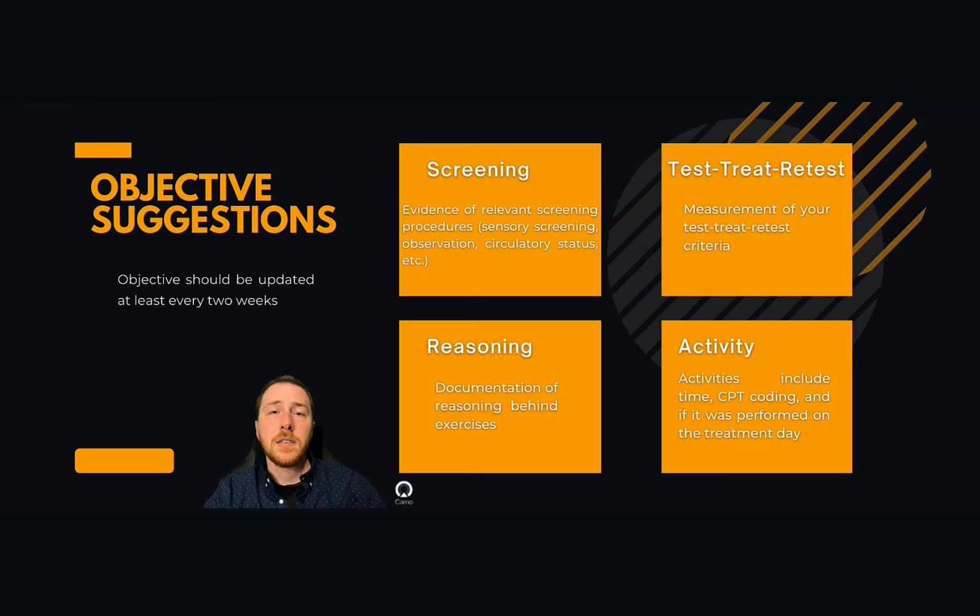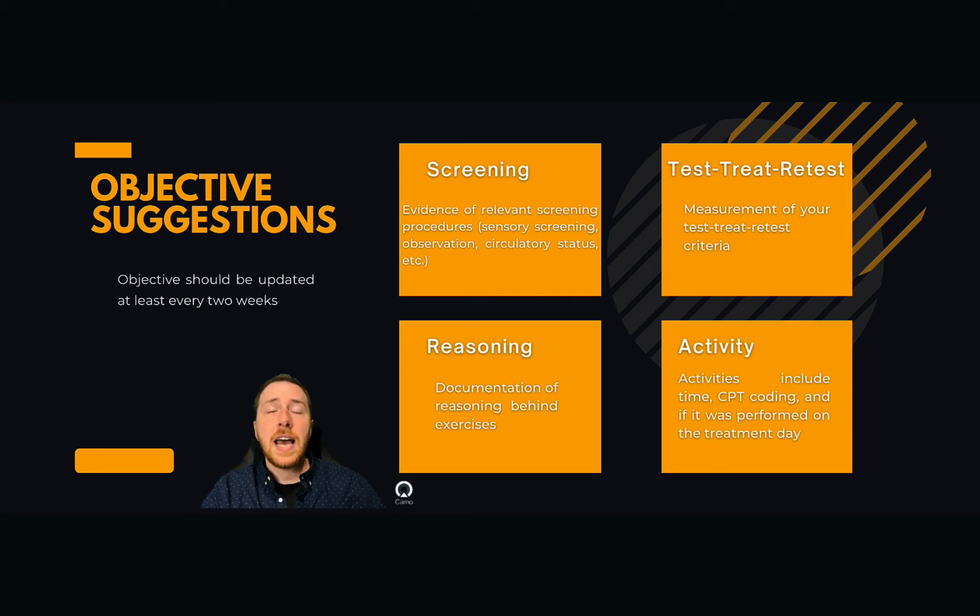Test, treat, retest, another crucial part of your objective examination. We need to be showing what we are looking at as that primary asterisk signs to help that patient get better. Reasoning. Why did you do what you do, right? Why did you progress the patient to those stairs or to do that exercise? Add in some of that, right? Because that's your clinical reasoning, and you're justifying the high level of care that you're absolutely giving those patients.